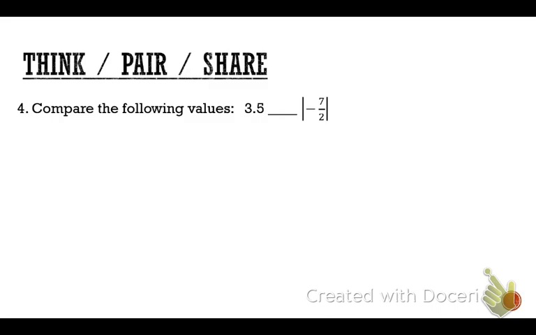Compare the following values. Do those two look alike right now? No. One is a fraction and one is a decimal. So let's go ahead first off and get rid of our absolute value sign. So instead we'll just drop down the 3.5. What is the absolute value of -7/2, girls?